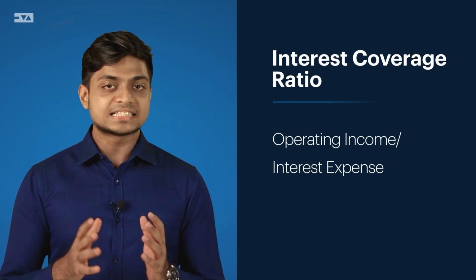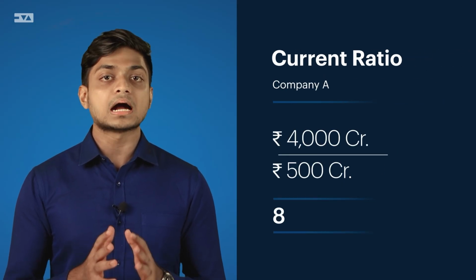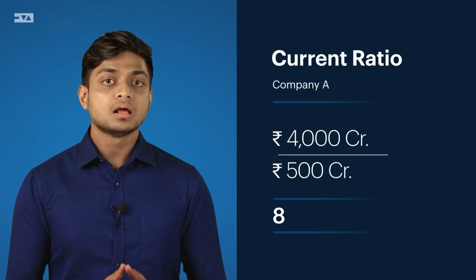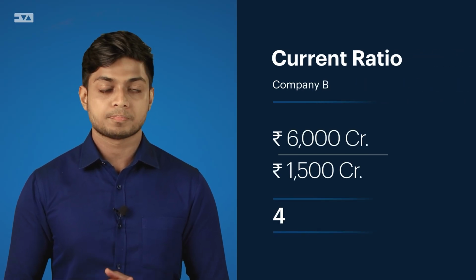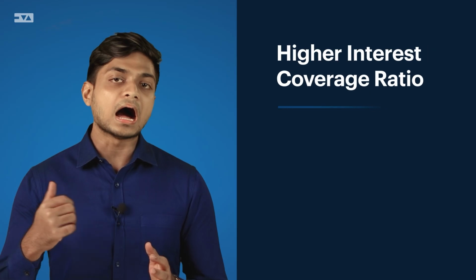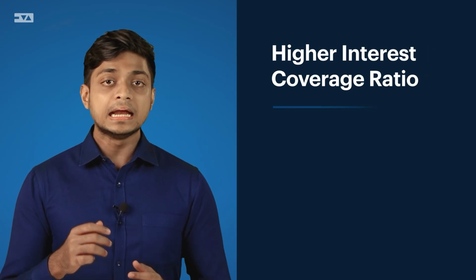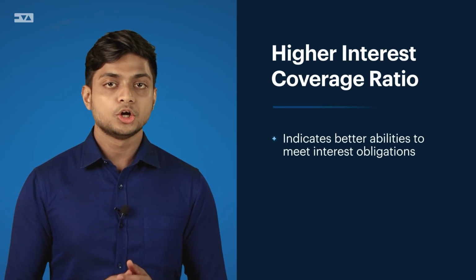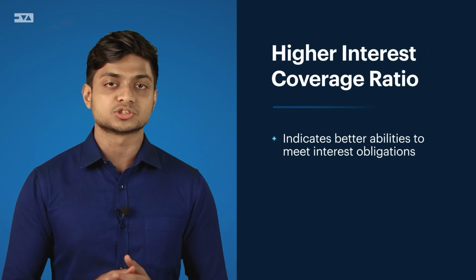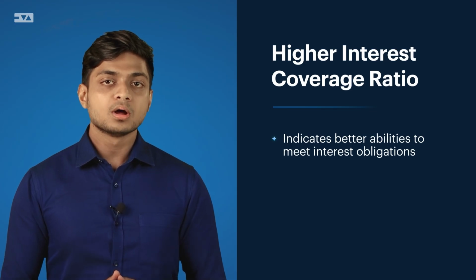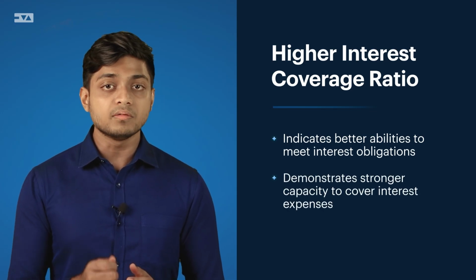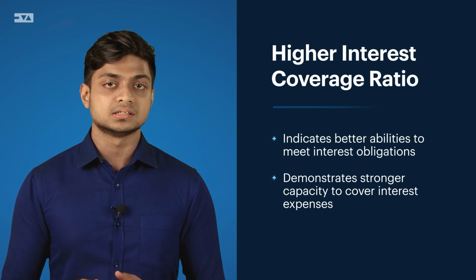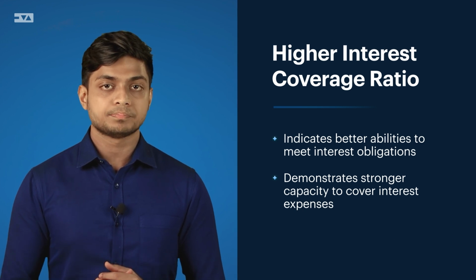Again, continuing with the same example, Company A's interest coverage ratio will come out to be 8, while Company B's interest coverage ratio will come out to be 4. In general, a higher interest coverage ratio indicates a better ability to meet interest obligations. In this scenario, Company A demonstrates a stronger capacity to cover its interest expenses as compared to Company B.